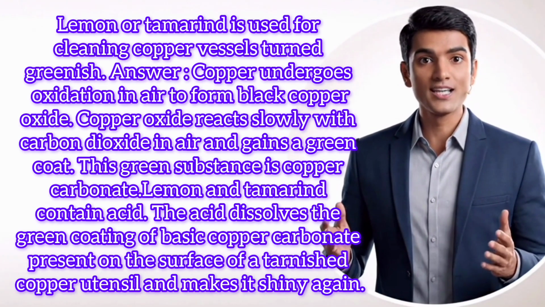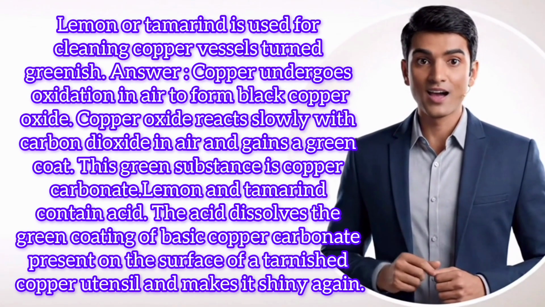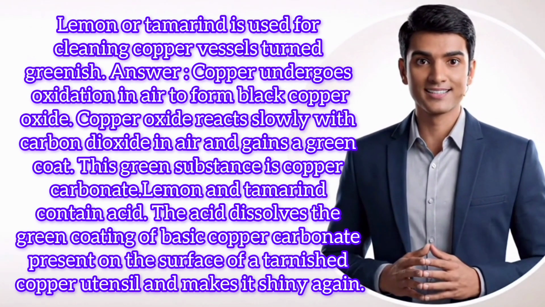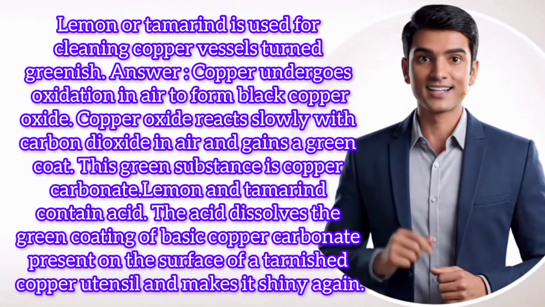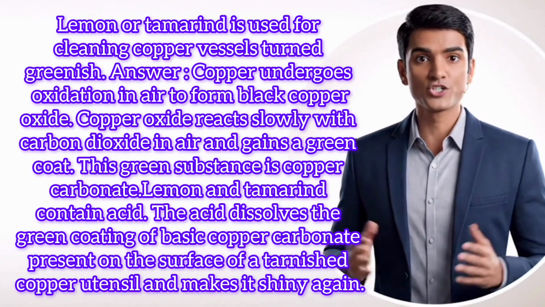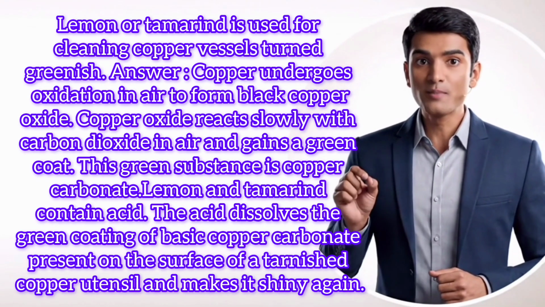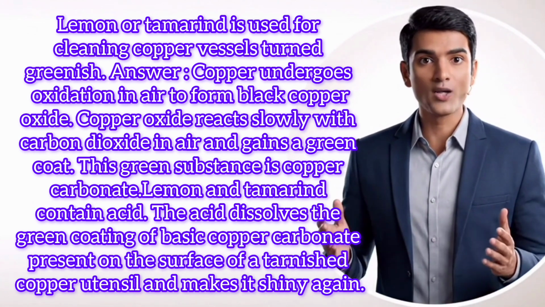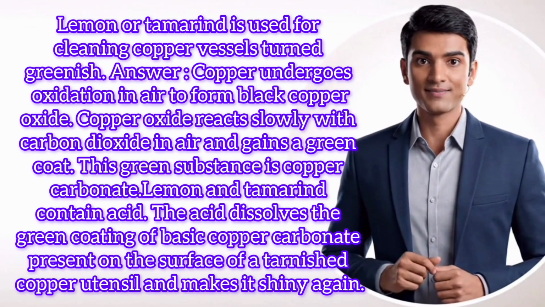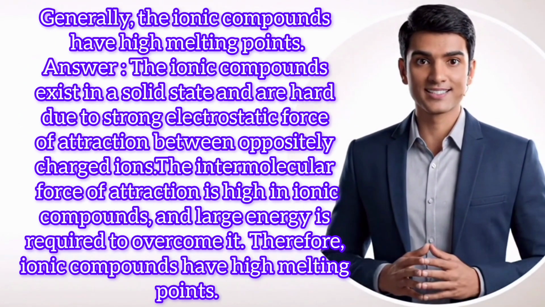Lemon or tamarind is used for cleaning copper vessels turned greenish. Answer. Copper undergoes oxidation in air to form black copper oxide. Copper oxide reacts slowly with carbon dioxide in air and gains a green coat. This green substance is copper carbonate. Lemon and tamarind contain acid. The acid dissolves the green coating of basic copper carbonate present on the surface of a tarnished copper utensil and makes it shiny again.